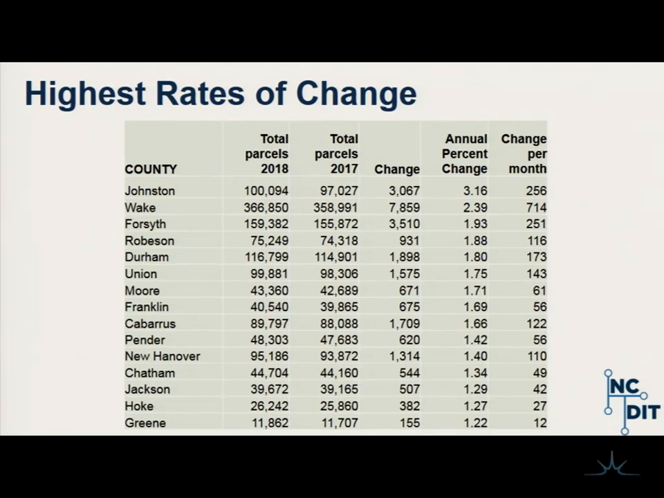Highest rates of change, I just did a list of the top 15. For those of you in the back, I'll just read through them. At the top was Johnston at 3.16 annual percent change, followed by Wake, Forsyth, Robeson, Durham, Union, Moore, Franklin, Cabarrus, Pender, New Hanover, Chatham, Jackson, Hoke, and Greene.